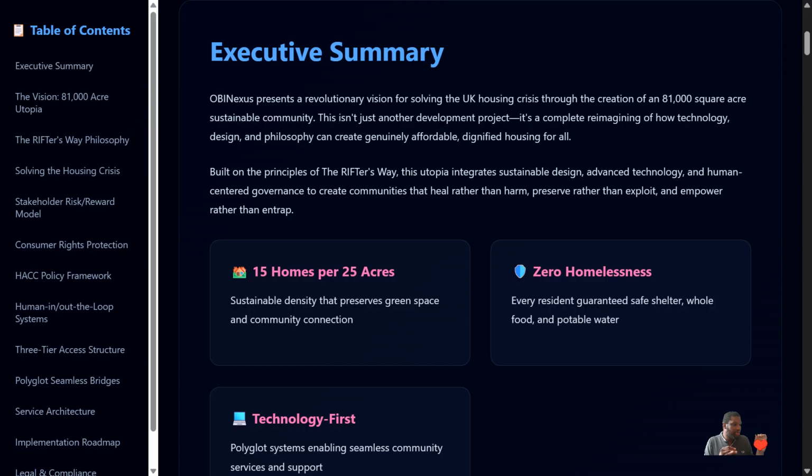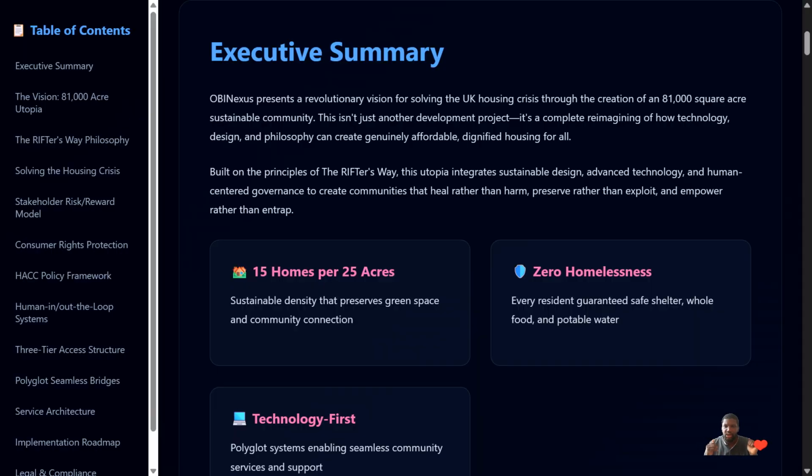So this is an organization, a new company, just for the housing crisis. It is a sustainable community, a development project. It's really reimagining how design and technology work together to create genuine, affordable, dignified housing for all.